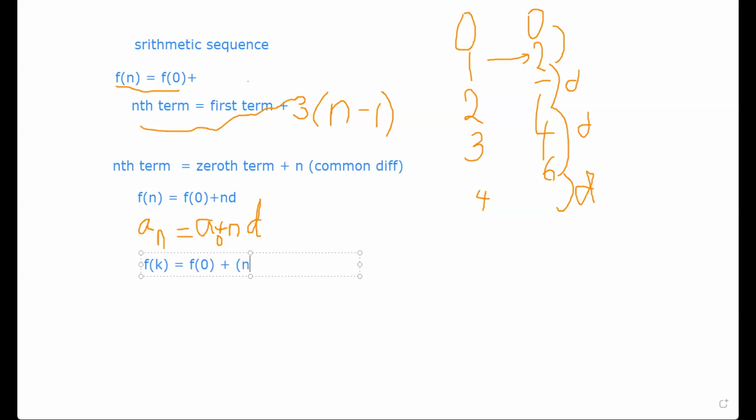So n minus k common differences to go to the kth term. Does this make sense? So we will write: the kth term, A_k, will be equal to A_0. This is another way of writing it. Function notation means you'll use f, while A_0, A suffix 0, A suffix k, is what you'll use if you want to use the arithmetic notation A. So here we will write n minus k times d.